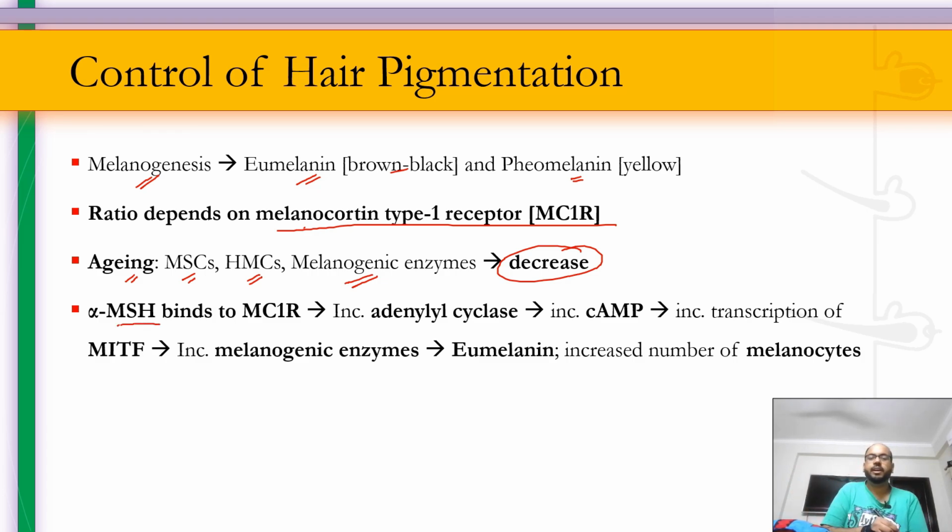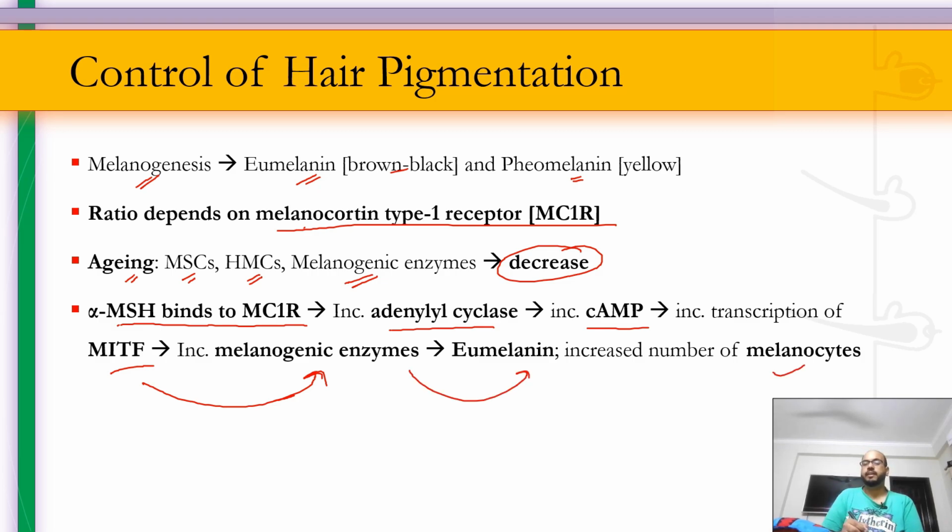Alpha melanocyte stimulating hormone binds to the MC1 receptor, increasing adenylyl cyclase, which increases cyclic AMP, and this cyclic AMP increases MITF. MITF induces melanogenic enzymes. Remember, MITF always induces melanogenic enzymes, and after the enzymes have been induced, you have more eumelanin and an increased number of melanocytes. So MITF increases cells, increases melanin. Clear?